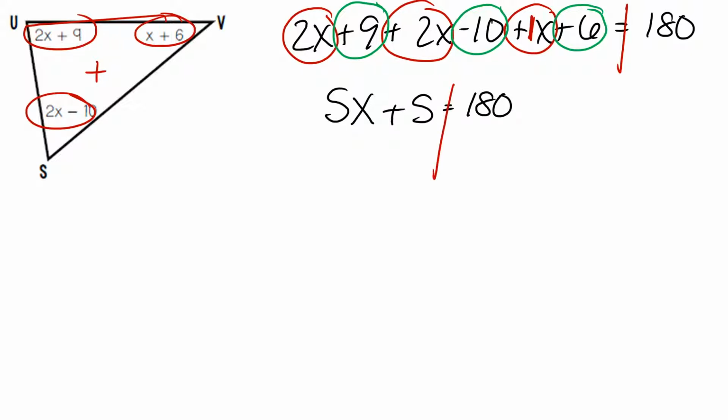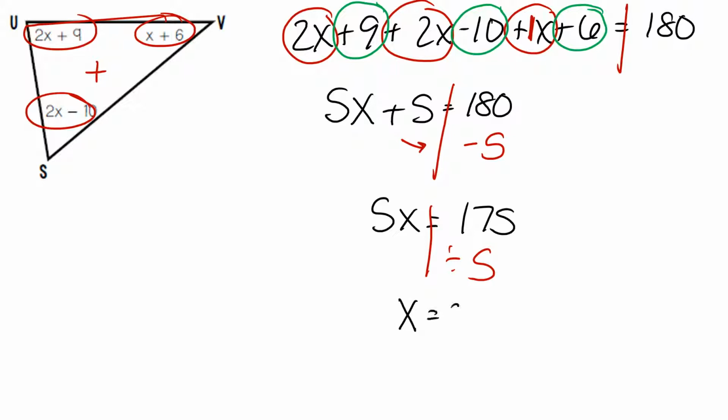Still combining like terms, plus 5 and 180 are on opposite sides, so we do the opposite operation, we do a minus 5. 180 minus 5 is 175. And then our last step is to divide. We divide by 5. 175 divided by 5 is going to give us 35.